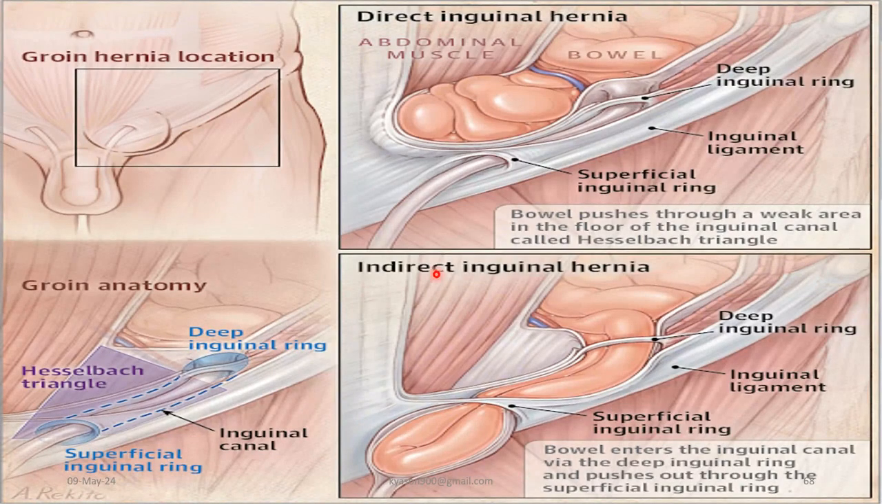Okay. In the indirect, the structures won't enter this Hesselbach's triangle. These structures are going to pass lateral to the vessels to enter the deep inguinal ring and go through the inguinal canal to come out through the superficial inguinal ring to go into the scrotum or the labia majora in baby girls.